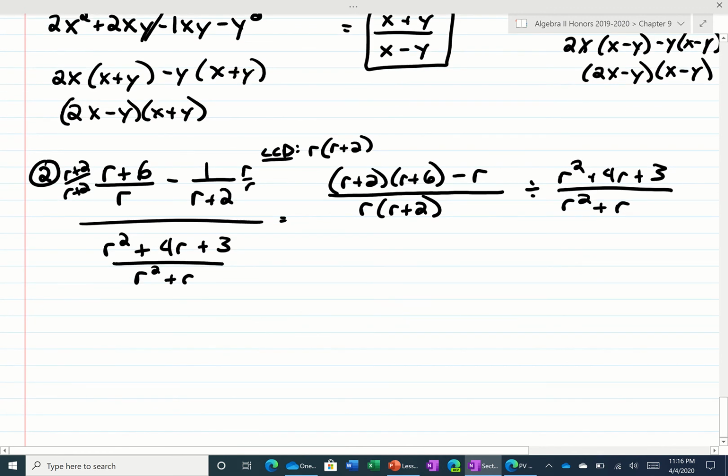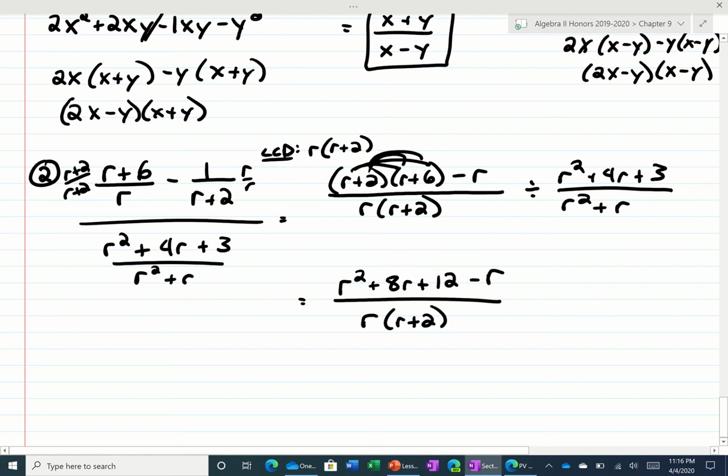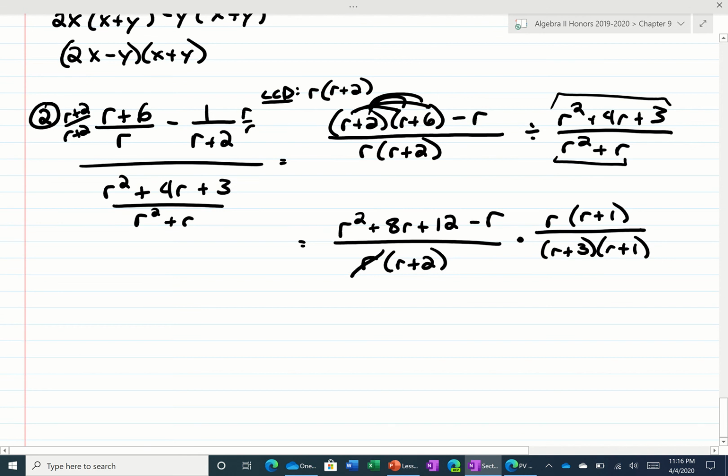So let's see what this turns into. I'm going to go ahead and distribute this. This would be R to the second plus 8R plus 12 minus R divided by R times R plus 2. Now, I'm going to multiply by the reciprocal, but I'm going to go ahead and factor these. They're already combined like terms. Let's factor and see if we could cancel something out. R squared plus R is going to be R times R plus 1. R squared plus 4R plus 3 is just R plus 3 times R plus 1. I know that this R is going to cancel with this R. This R plus 1 is going to cancel with this R plus 1.